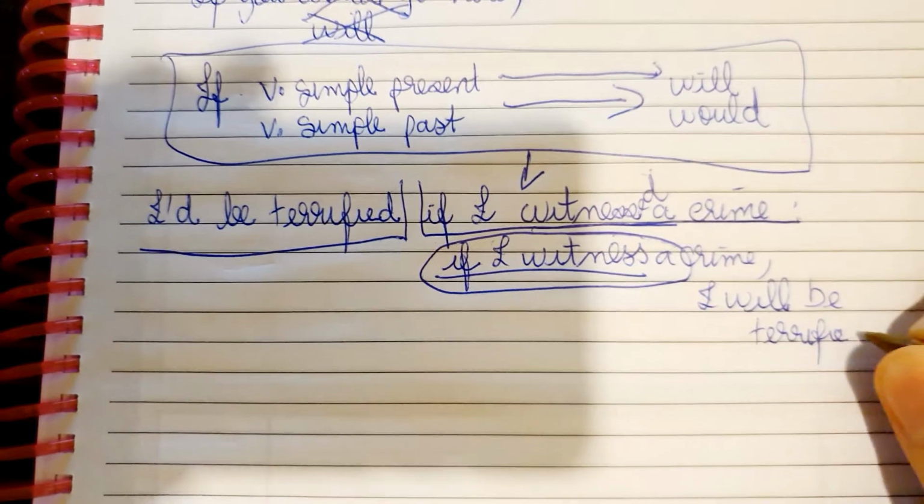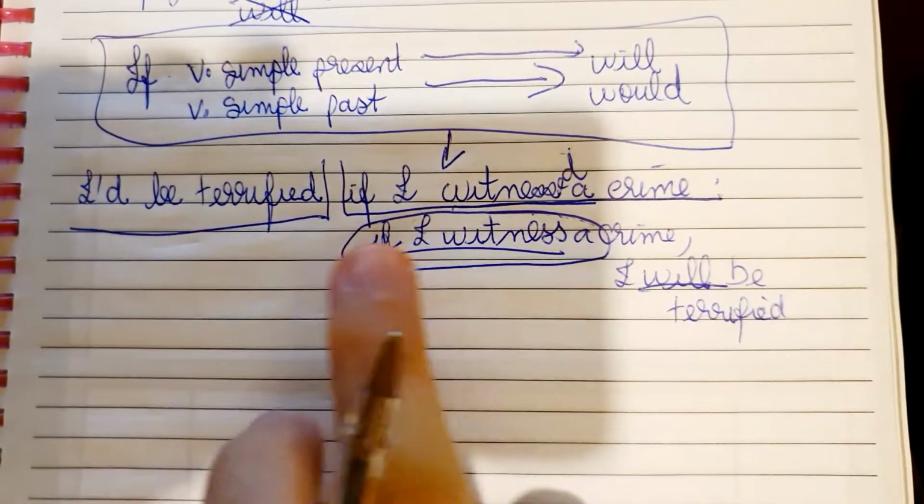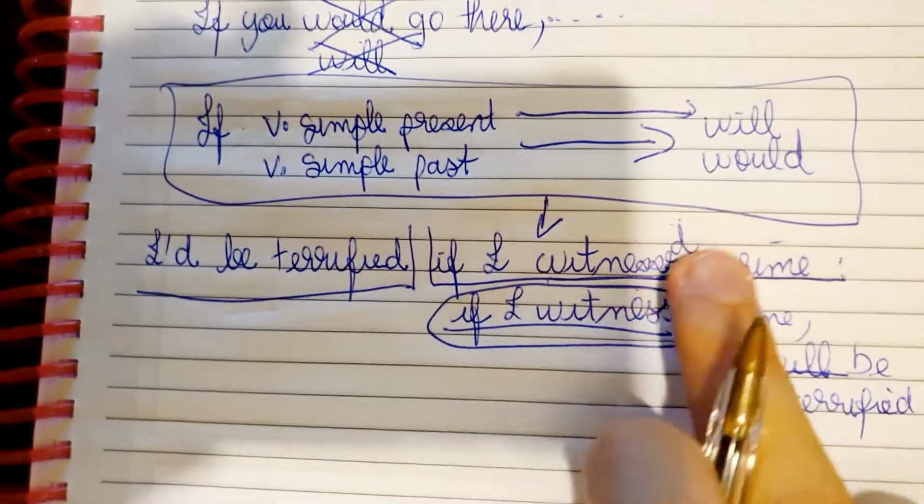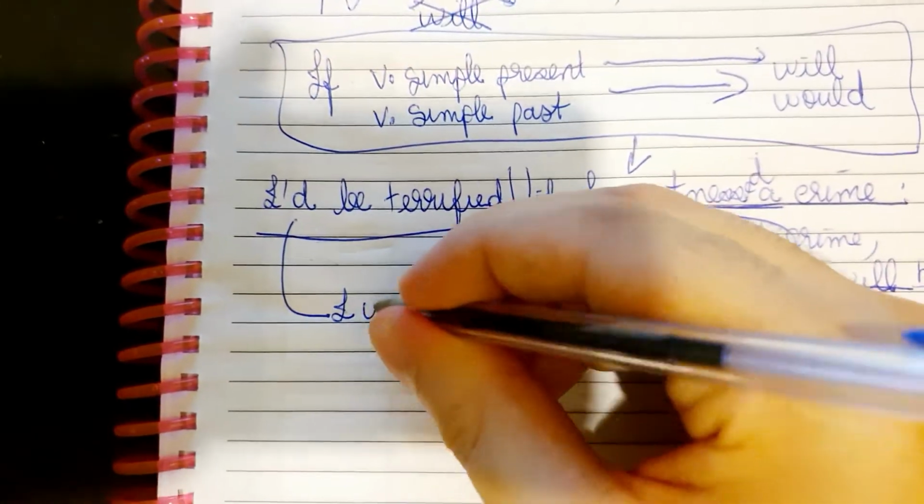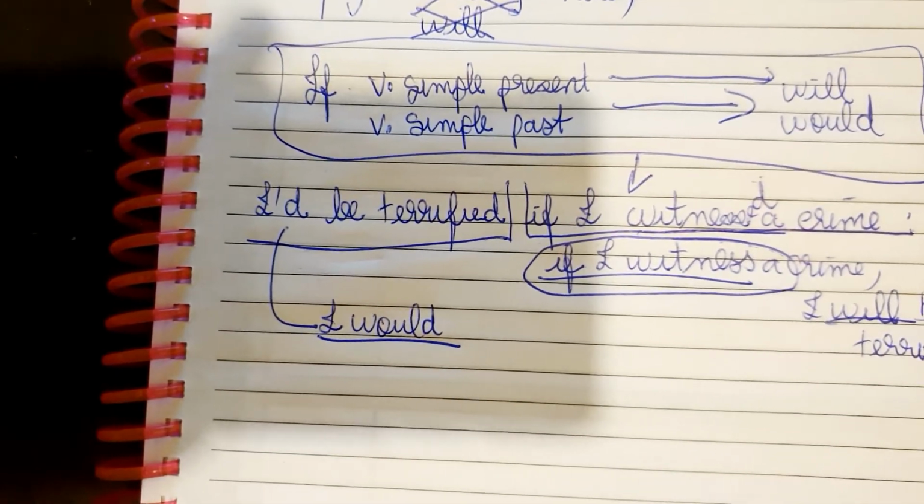So you see, if plus present, will. If plus simple past, would. I'd is the same as I would. It's the contracted form of I would.